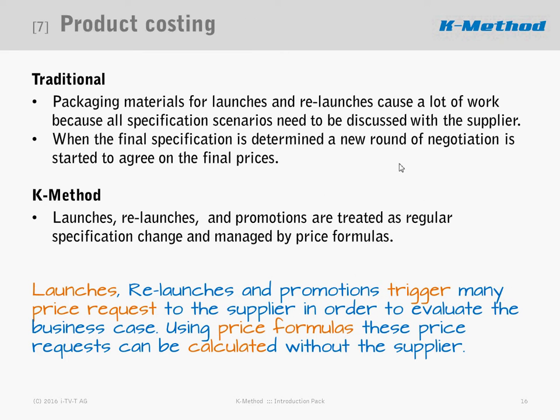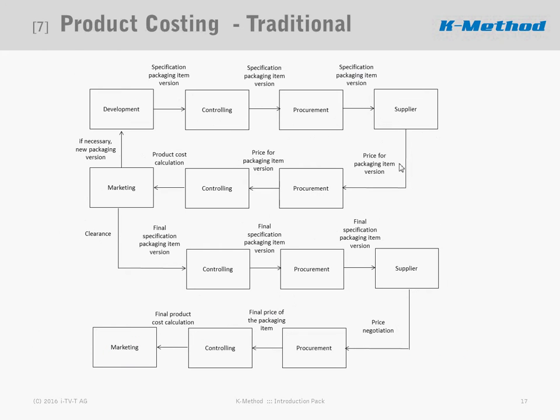Product costing. We're now looking at the classical product costing process in a launch or relaunch exercise with an FMCG. In the middle of it, you have development and marketing, who are looking at scenarios for the launch or the relaunch. So they're coming up with a specification, and the controlling department will look at the specification and do the product costing. In order to do that, it will pass the specification to the procurement department to get the prices for the new specification of packaging items.